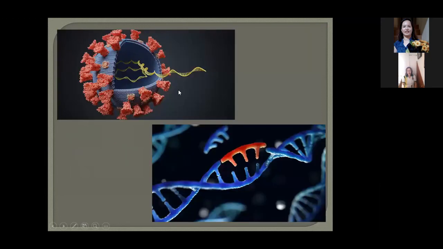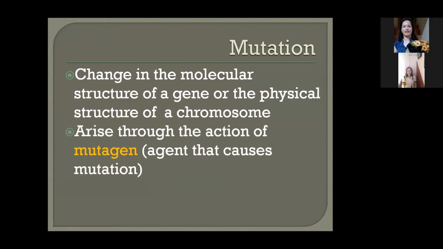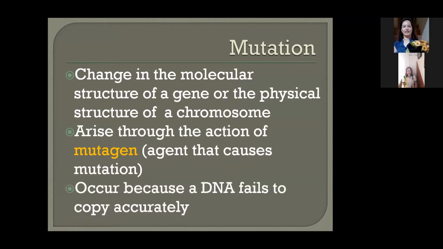So next is, again, going back to the problem on COVID variants. You know that this is brought about by mutation. When we say mutation, there's a change in the molecular structure of a gene or the physical structure of the chromosome. And this is brought about by mutagens. Mutagens are agents that cause mutation. Mutation occurs because the DNA fails to copy accurately. So that's the importance of semi-conservative replication, wherein the information, the instruction, is actually copied.